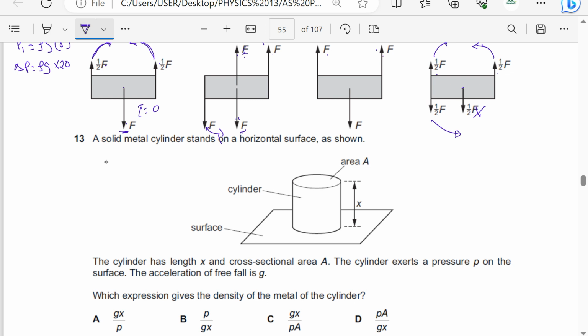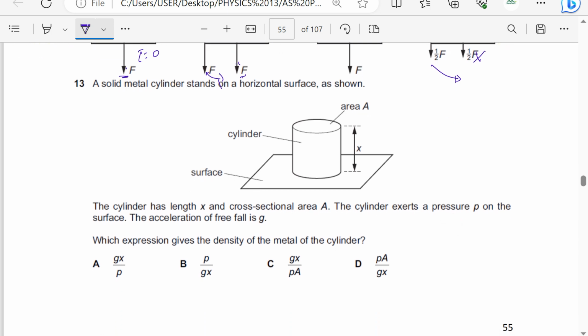A solid metal cylinder stands on a horizontal surface as shown. The cylinder has length x and cross-sectional area A. The cylinder exerts a pressure P on the surface. The acceleration of free fall is g. Which expression gives the density of the metal of the cylinder?